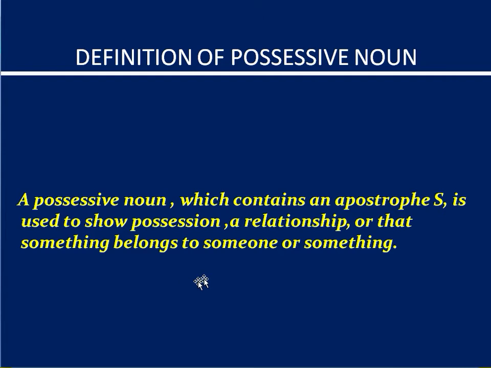A possessive noun, which contains an apostrophe S, is used to show possession, a relationship, or that something belongs to someone or something. It means that we are showing ownership, that this thing belongs to this person, or a thing belongs to some other thing or is related to some other thing.